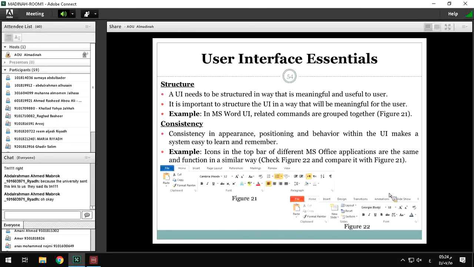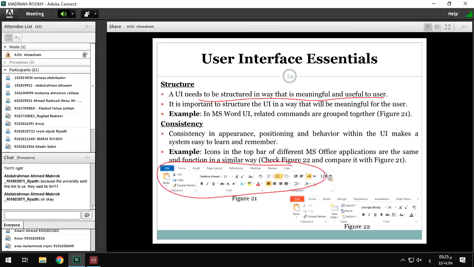The next part is structure. Structure means the user interface needs to be structured in a way that is meaningful and useful to the user. Like for example, you can see the structure here for the Word file on the top of the Word file. So we know the File menu, we know the Home menu, we know the Insert menu. It is structured in a meaningful and useful way.